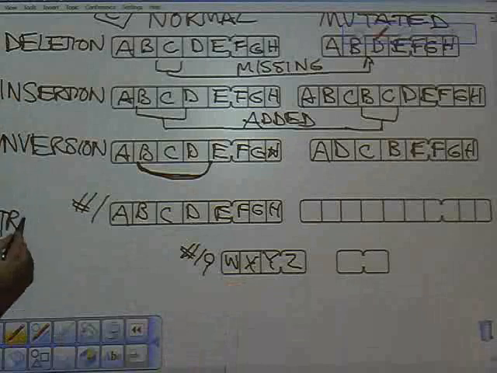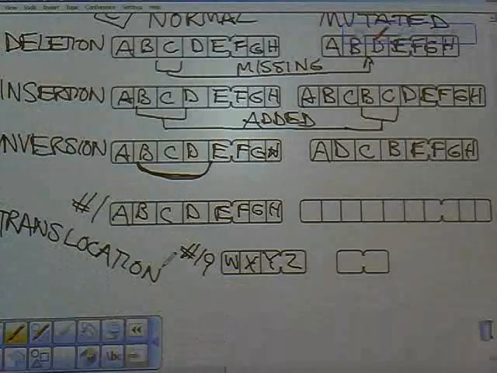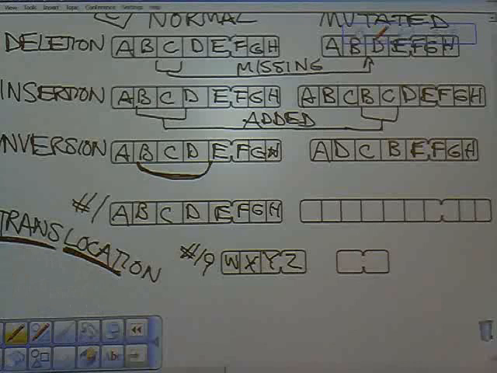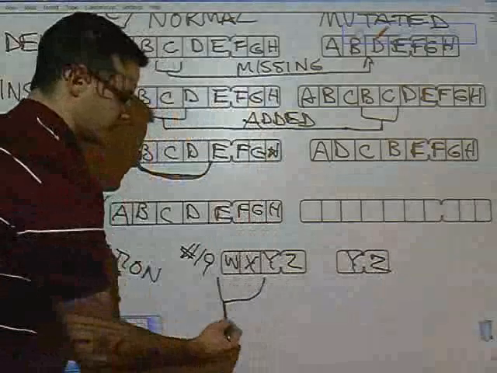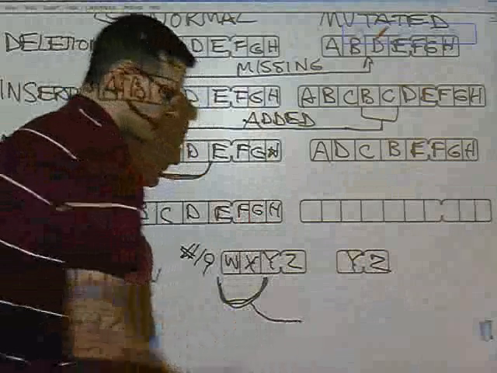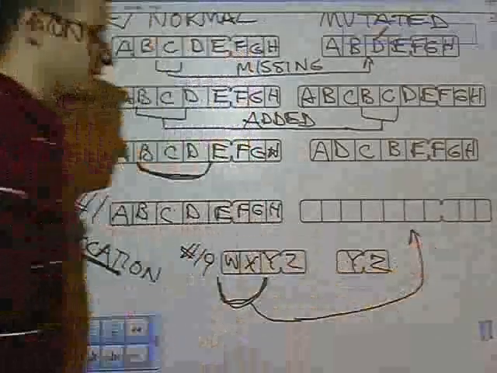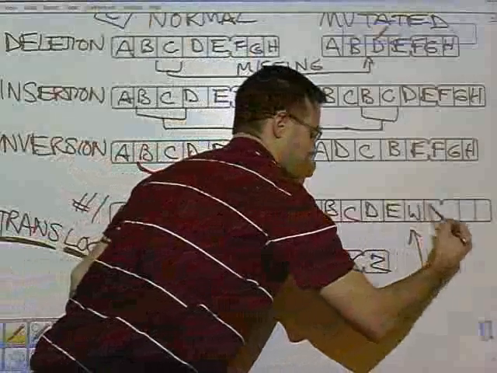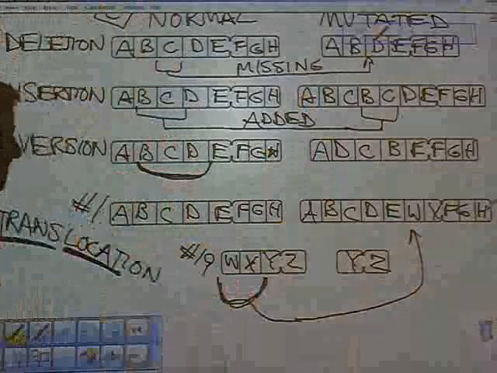This fourth type of mutation is called translocation. And again, as the name implies, it looks like we are moving something to a different spot. So let's just take this part right here, WX, is going to come out, but instead of going missing like it did in deletion, this part of chromosome is going to get put into a different chromosome. So now our chromosome reads A, B, C, D, E, which is normal. We've added WX, coming from chromosome number 19.